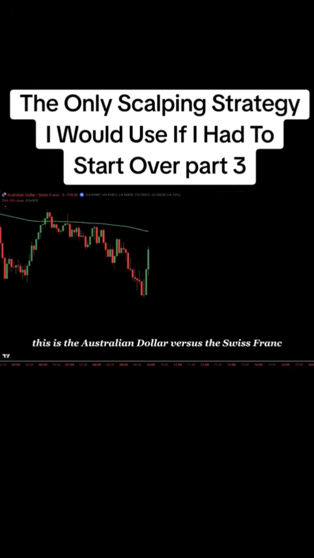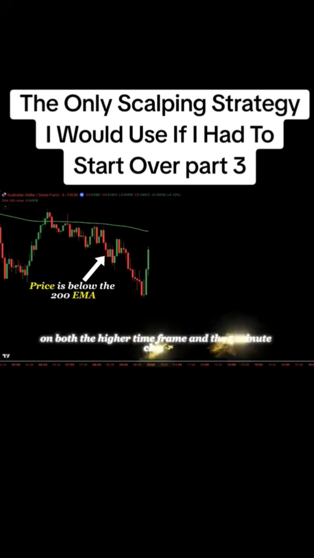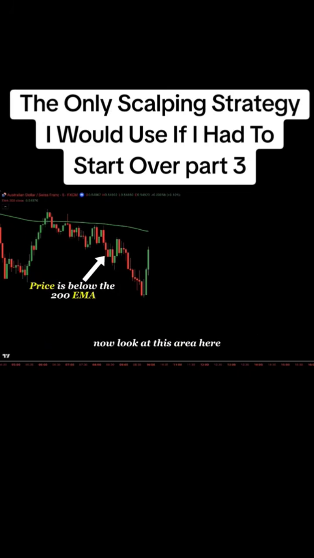This is the Australian dollar versus the Swiss franc on the 5-minute chart. As you can see, the market is trading below the 200 exponential moving average. This tells us that the overall trend is bearish on both the higher time frame and the 5-minute chart. Now look at this area here.